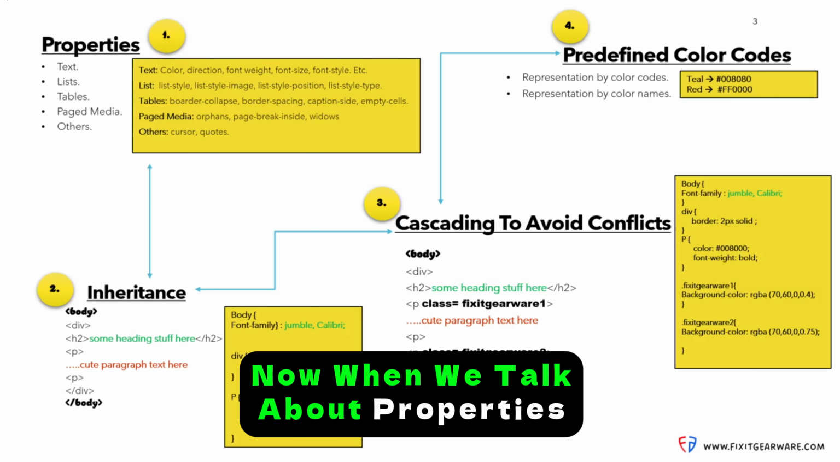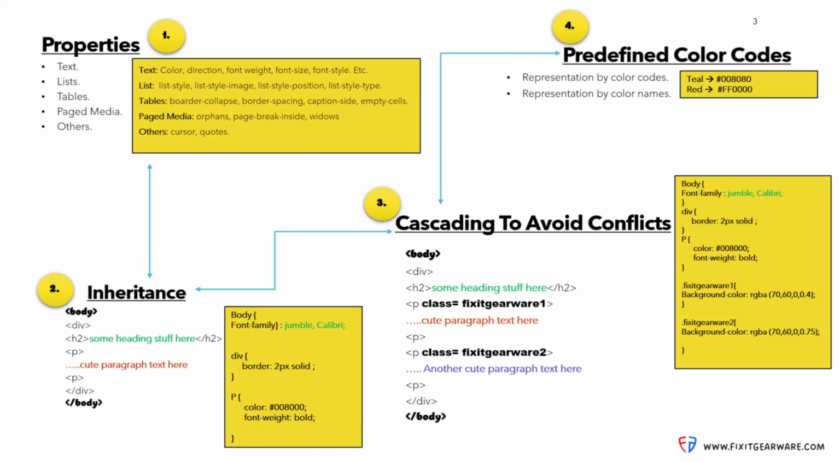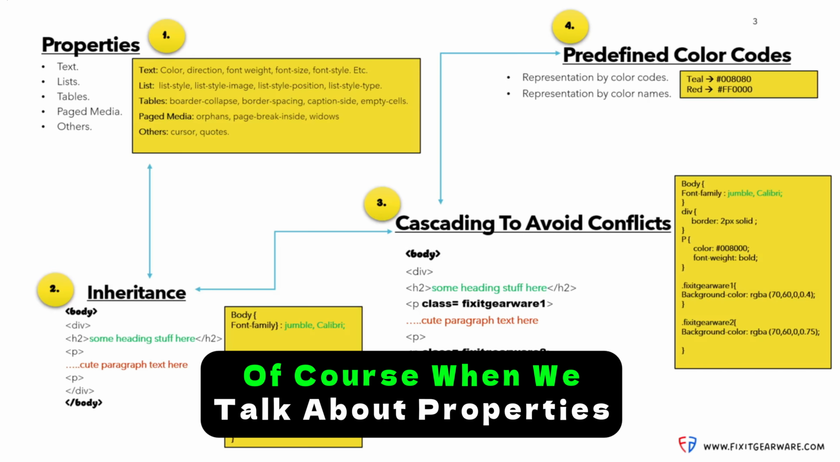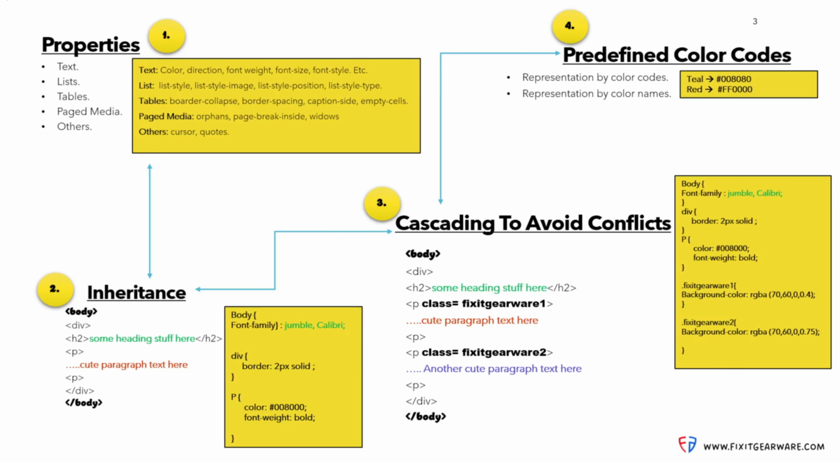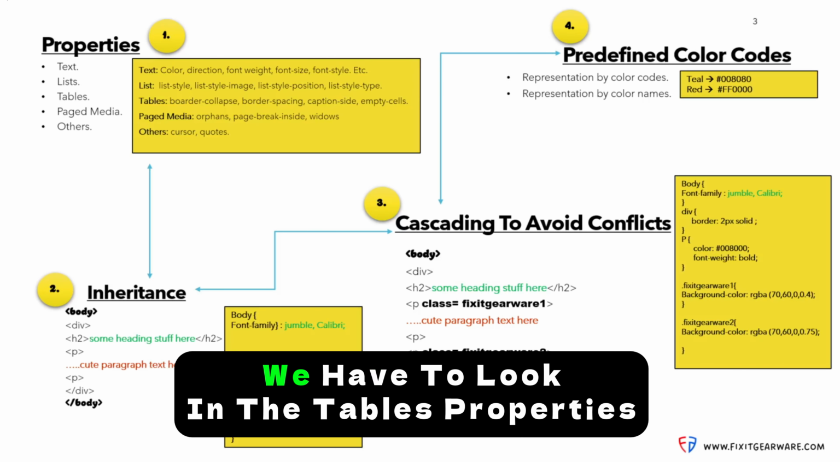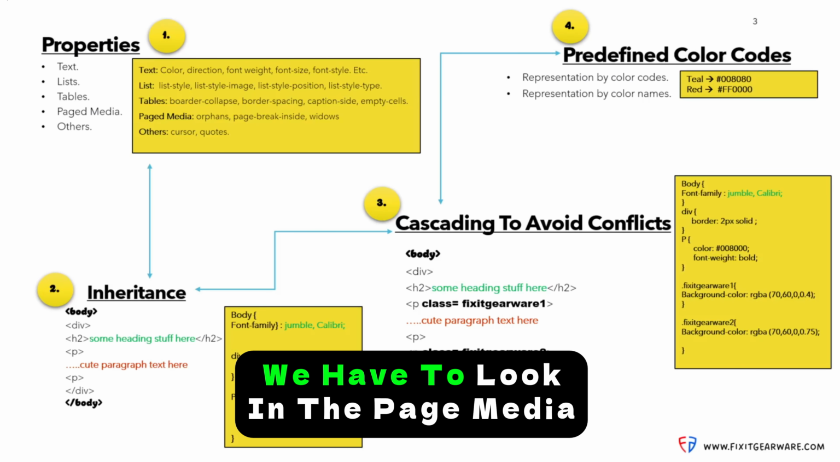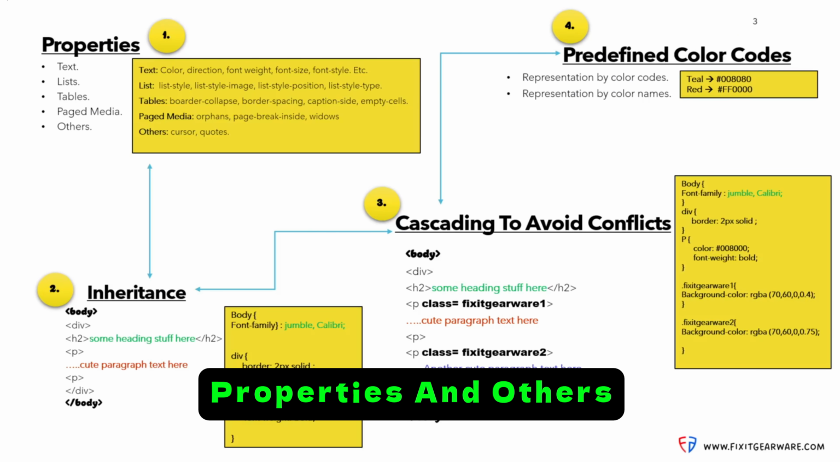Now, when we talk about properties, what comes to your mind? Of course, when we talk about properties, we have to look into the text properties. We have to look in the list properties. We have to look in the tables properties. We have to look in the page media properties and others.